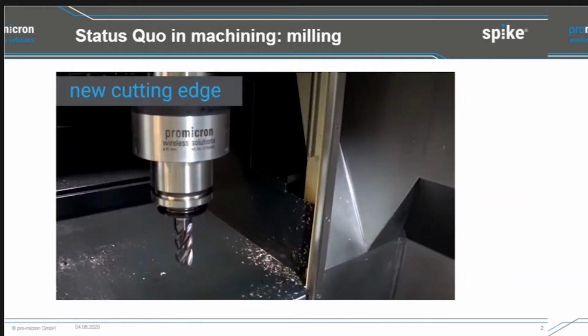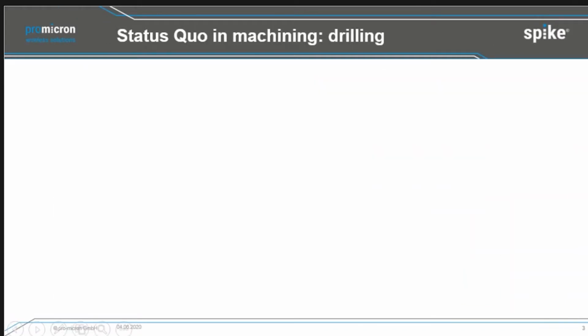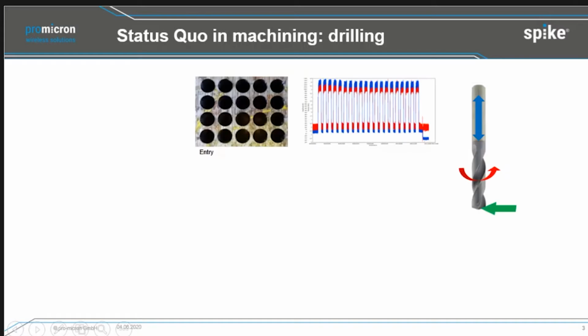Another common problem occurs in drilling operations. We have 20 drill holes in this case, and at the top we can see the axial forces in blue, mainly due to the feed force of the drill, and the torsion forces in red. There are no variations within these 20 drill holes regarding axial forces and torsion. But if we have a closer look at the bending moment, we straight away see errors: we have increased bending moments with some drills.